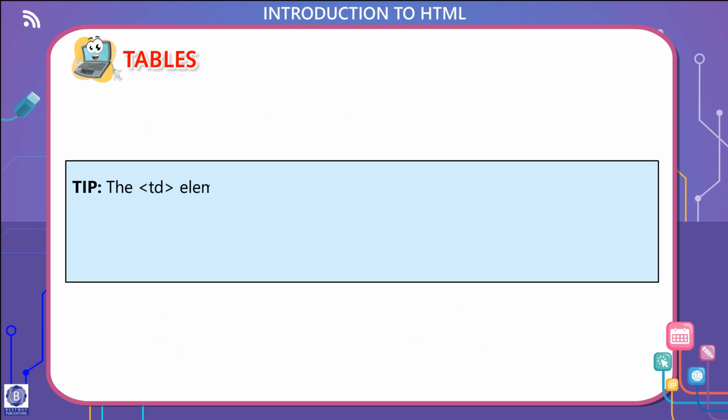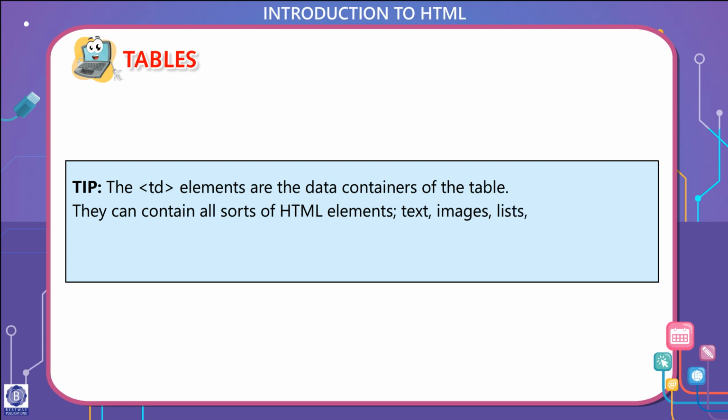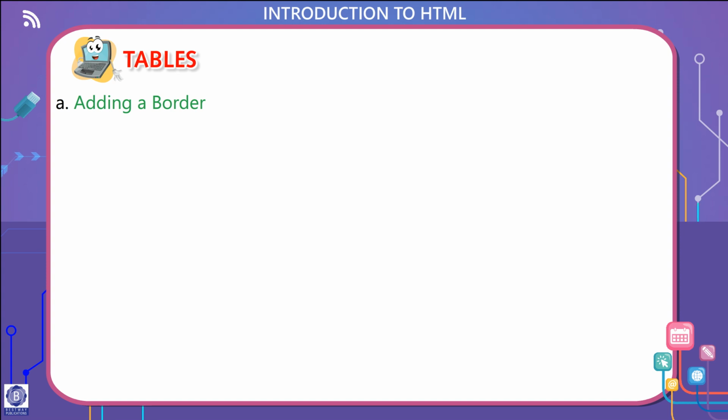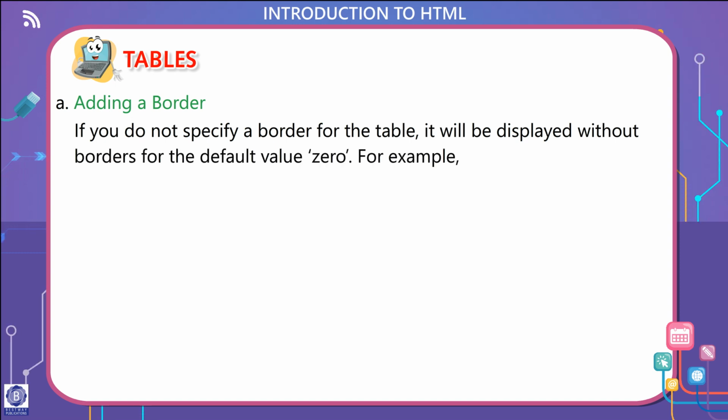Tip: the TD elements are the data containers of the table. They can contain all sorts of HTML elements, text, images, lists, and other tables, etc. To represent the tables more efficiently and attractively, the following attributes are used in the table tag. Adding a border. If you do not specify a border for the table, it will be displayed without borders, the default value being 0. For example, <table border="2">.